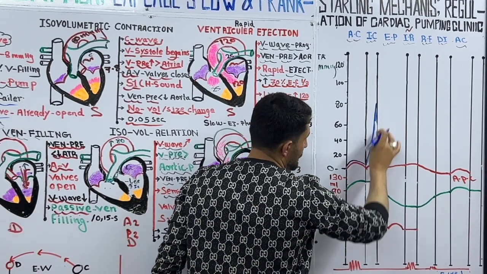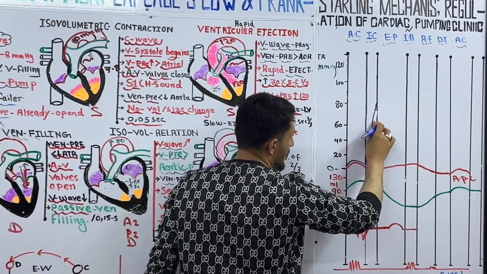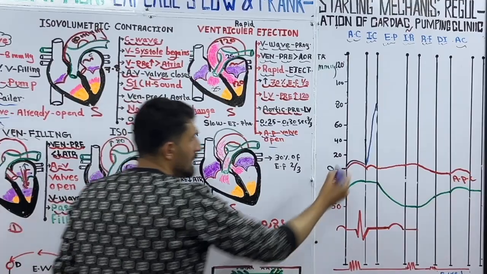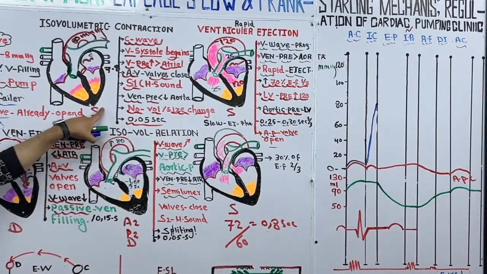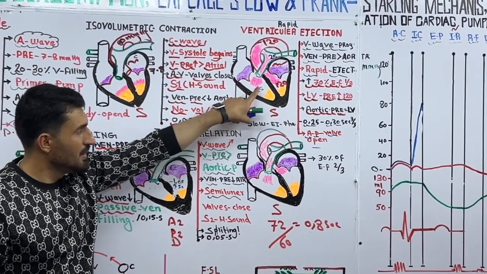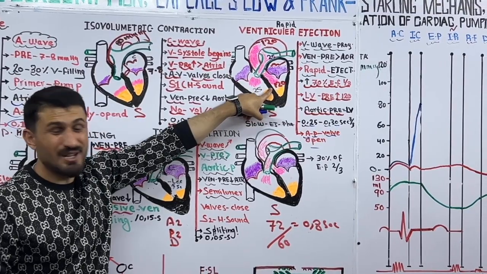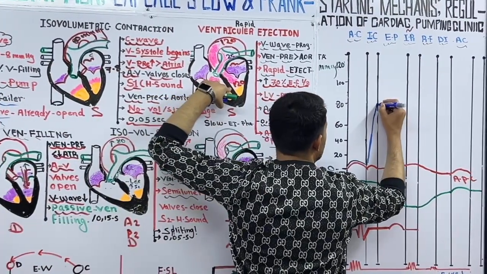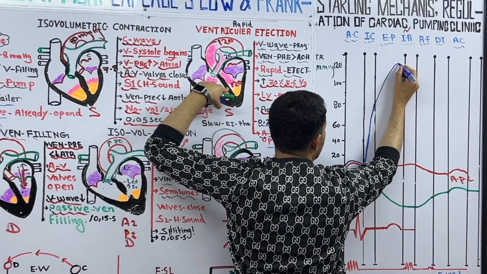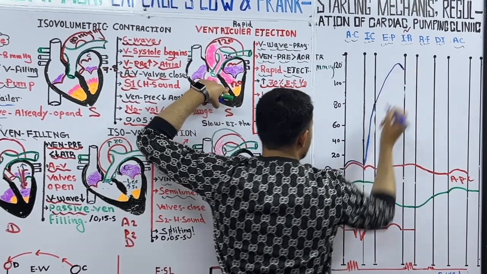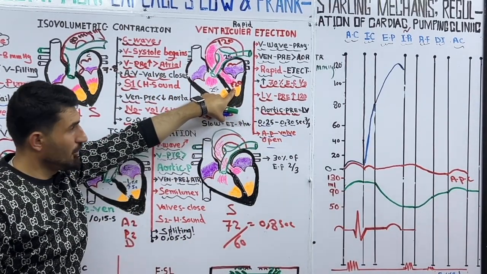So this up to 80. Like this, I'll bring it up like this. Got it? Now this is the isovolemic contraction phase. In the next phase, the ventricular ejection phase, pressure furthermore increases. It reaches up to 120. So I'm going to 120 like this. Got it? Now in these two phases, I'm reaching around 120.